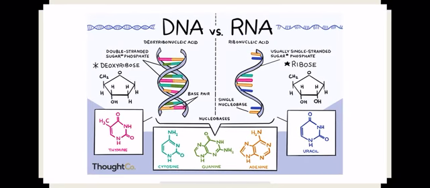DNA versus RNA. Now, to compare and contrast the two, I have this chart. DNA and RNA are both nucleic acids made up of nucleotides. A nucleotide consists of a 5-carbon sugar, a phosphate group, and one of several nitrogenous bases. DNA is made up of deoxyribose sugar, while RNA is made up of ribose sugar. This is interesting because this is how both nucleic acids get their names. DNA stands for deoxyribonucleic acid, and RNA stands for ribonucleic acid.